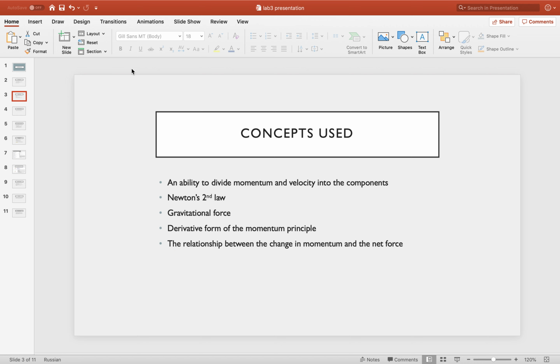On this slide, I have summarized the most important concepts used throughout the experiment, such as Newton's second law and the gravitational force, the relationship between the change in the momentum and the net force, the derivative form of the momentum principle, and therefore the fact that the momentum can be divided into two components.